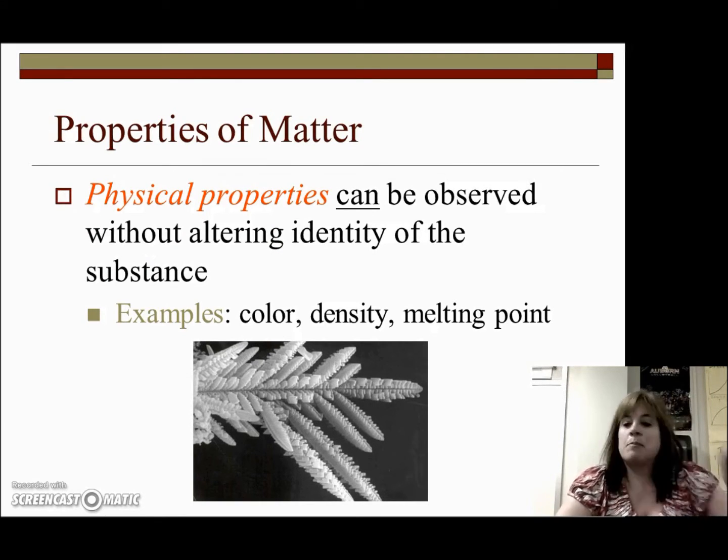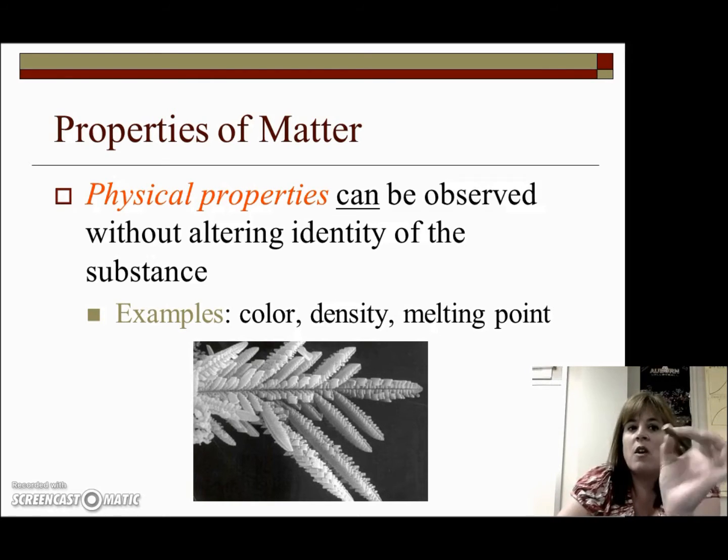Color, right? This piece of aluminum here is silver. I don't have to do anything to figure that out. My brass here, right, we measured the density of this without altering it, right? We took its mass and we recorded its volume, and we could do that without actually doing anything to my sample of brass. Melting points and boiling points also are physical properties.